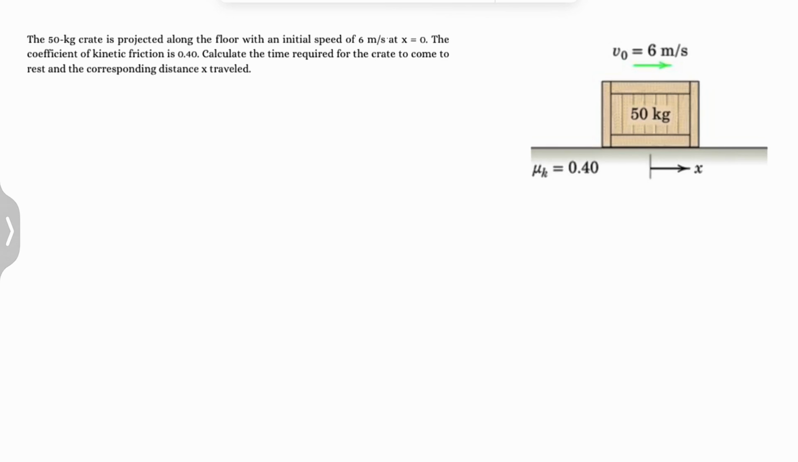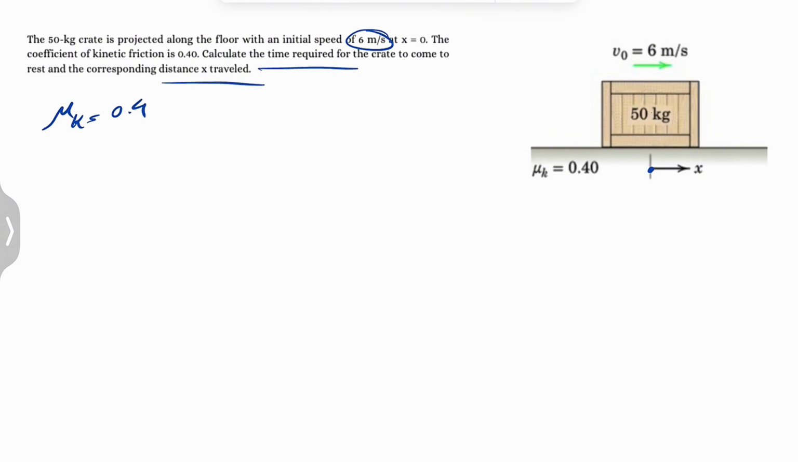And we have a 50 kilogram crate that is projected along the floor with an initial speed of 6 meters per second at x equal to 0. So we can see the x in here, and the coefficient of kinetic friction is 0.4. So we have the coefficient, and we need to calculate the time required for the crate to come to rest, and also the corresponding distance x traveled.